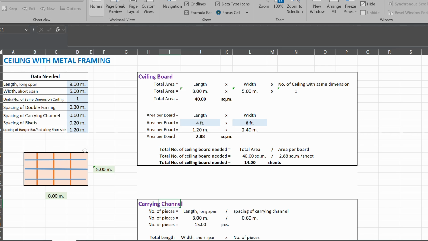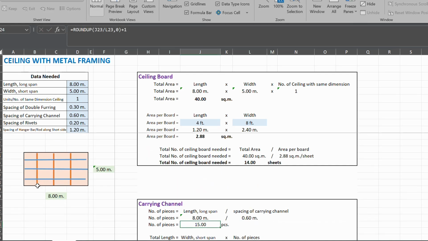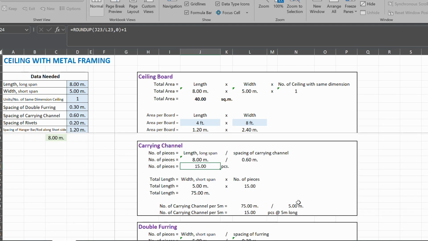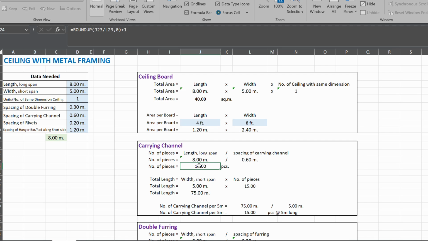So this long span, we will divide it by the spacing. The spacing of the carrying channel is 0.60 meter. So the long span length, 8 meters, divided by 0.6 meters, rounded up, plus 1, because this 600 is this, and we are counting this, so plus 1. So 8 divided by 0.6 is 13.33, rounded up to 14, plus 1, 15.